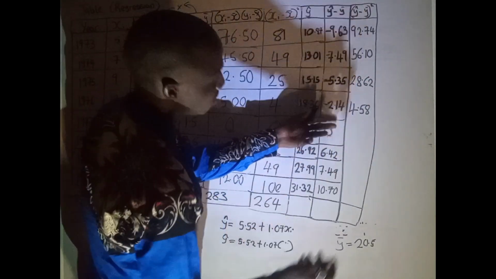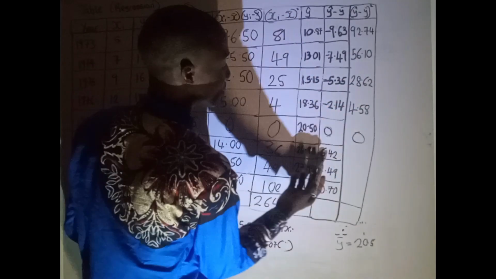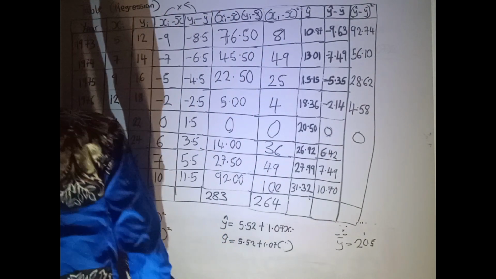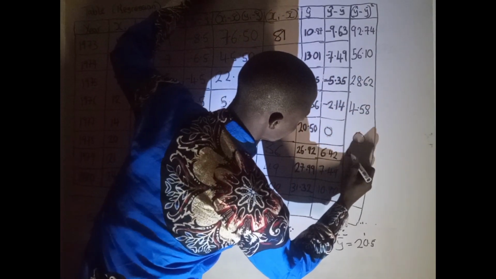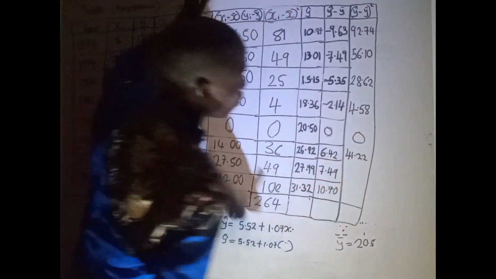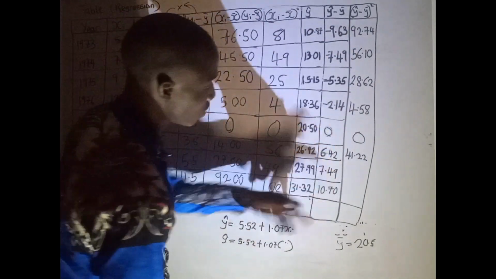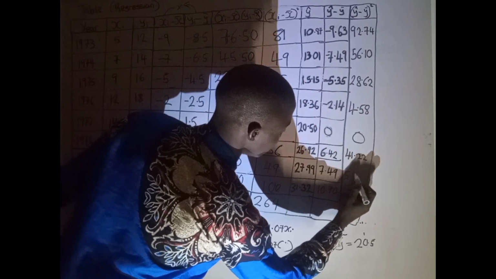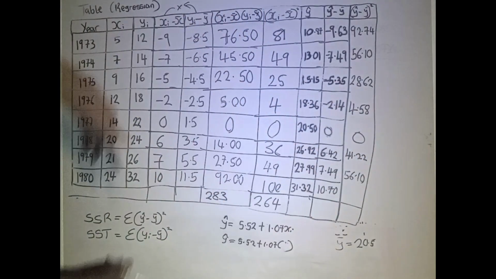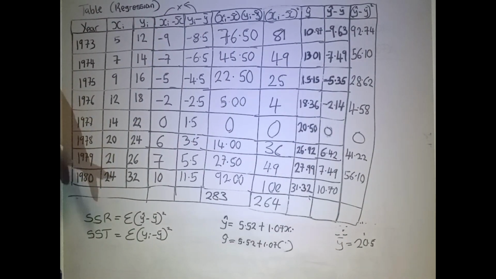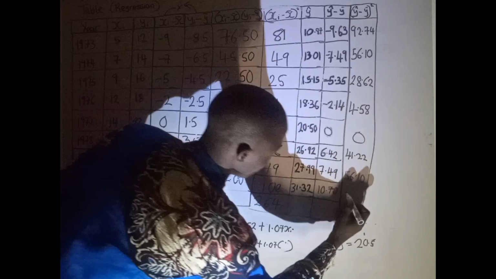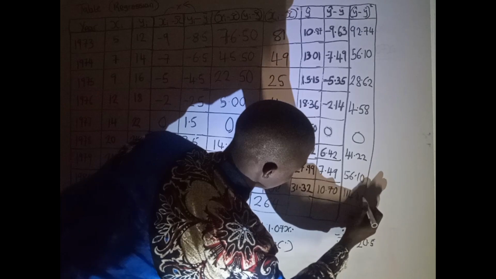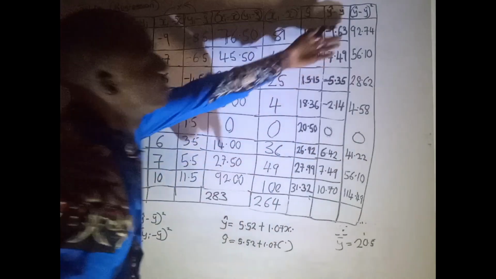If you square 0, you are going to have 0. You are going to square 6.42. If you square 6.42, you are going to get 41.22. So that's how you are going to get these cells. If you square this, you are going to square this also. For the 7.49, if I square 7.49, my answer is 56.10. And for the 10.70, if I square it, I got 114.49. So that is how to get the value of this column.